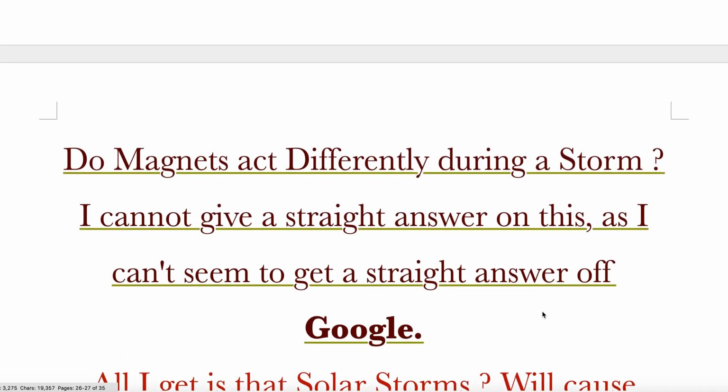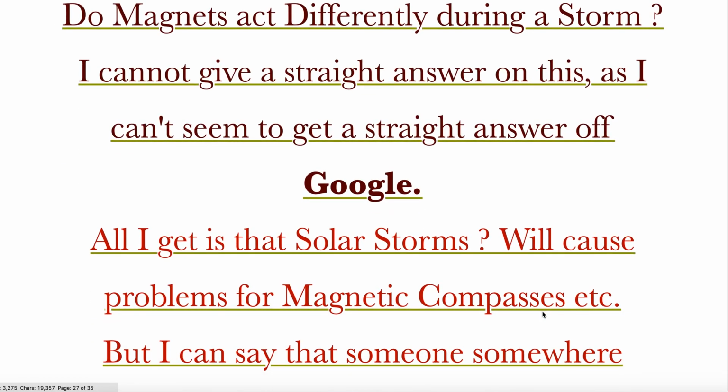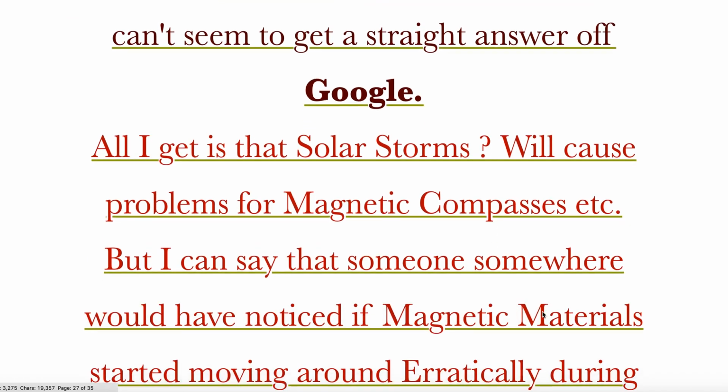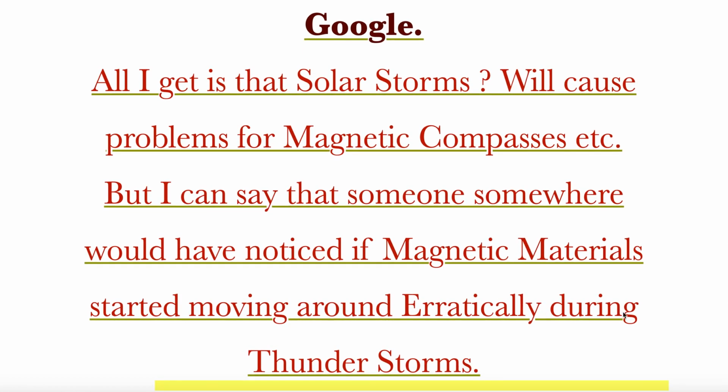Do magnets act differently during a storm? I cannot give a straight answer on this, as I can't seem to get a straight answer off Google. That's really strange. I couldn't get the information. All I get is that solar storms will cause problems for magnetic compasses, etc. But I can say that someone somewhere would have noticed if magnetic material started moving around erratically during storms.